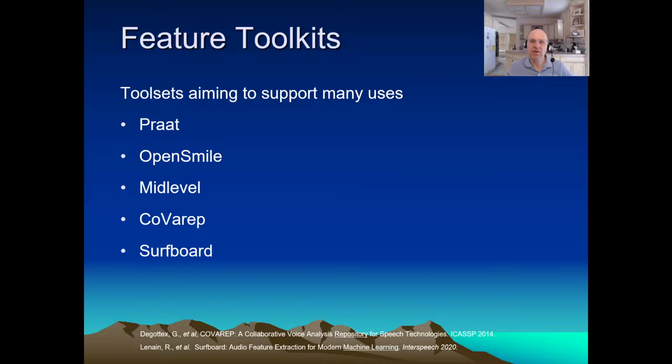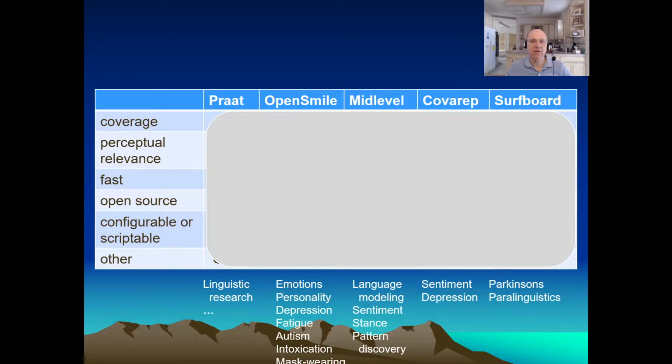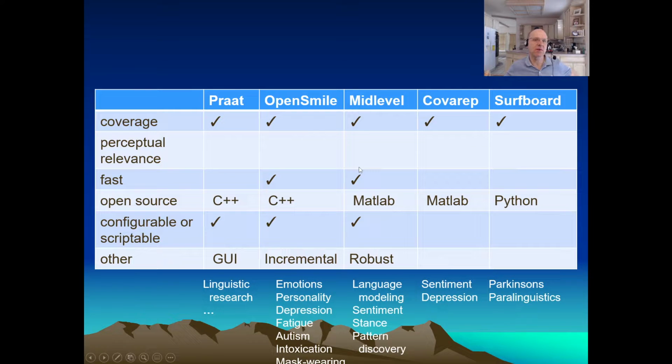A few general comments, though, about these different toolkits. Praat, designed for linguistic research, very good for visualizing prosodic features, especially pitch, of short utterances. OpenSmile was designed for emotion detection from single utterances. The Midlevel Toolkit was designed for language modeling, for predicting the next word, given the prosodic context. And there's also Coverep and Surfboard, which are a little bit newer. All of these have been applied for many different tasks. All of these are open source. Some are customizable. Other advantages, well, there's a few listed here.